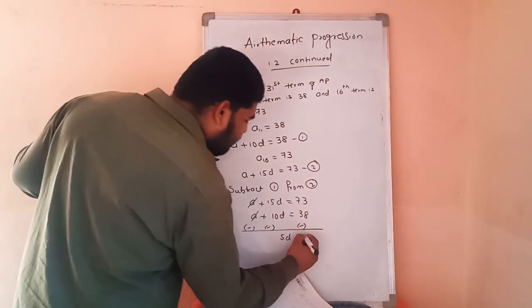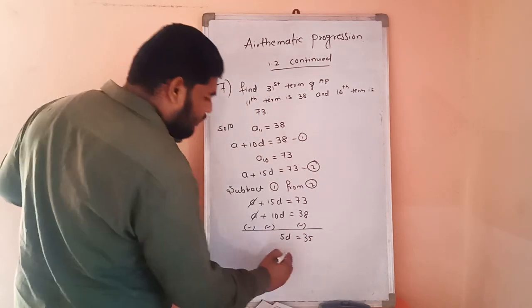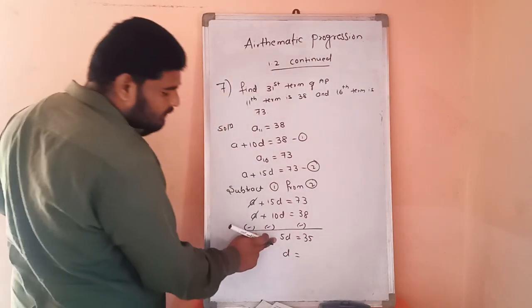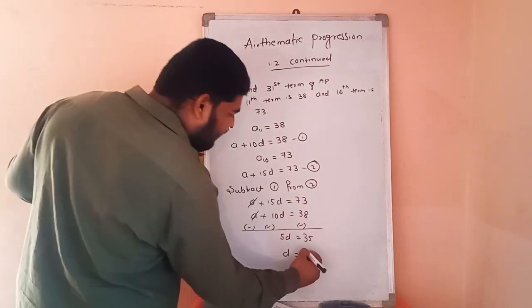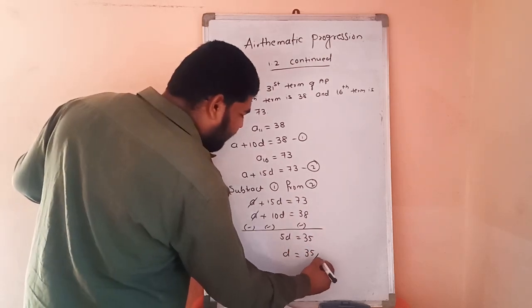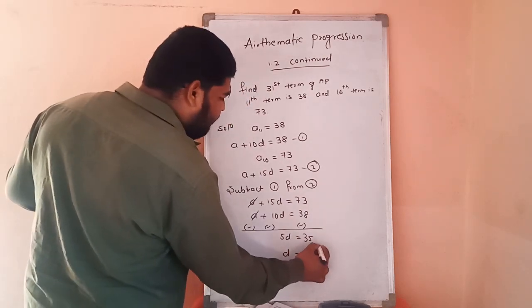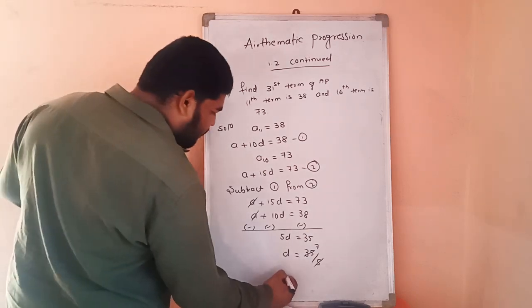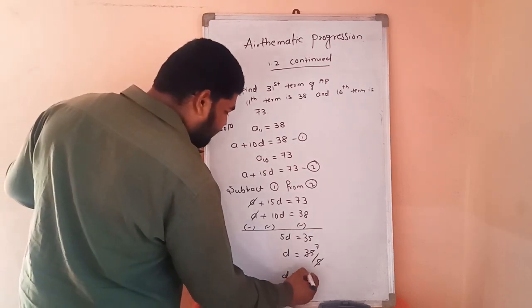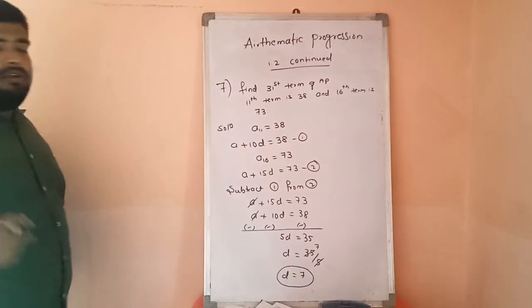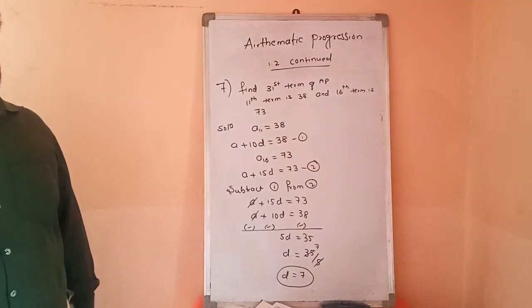35. So 5d is equal to 35. Now d is equal to, this is multiplication, so the 5 goes to the other side and divides. So 35 by 5. 5 ones are 5, 5 sevens are 35. So you got how much? d is equal to 7. So you got the common difference.